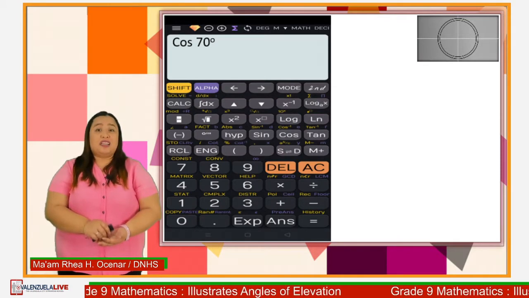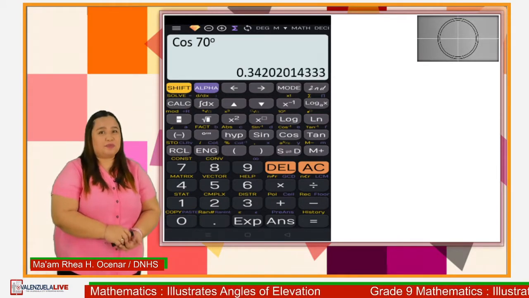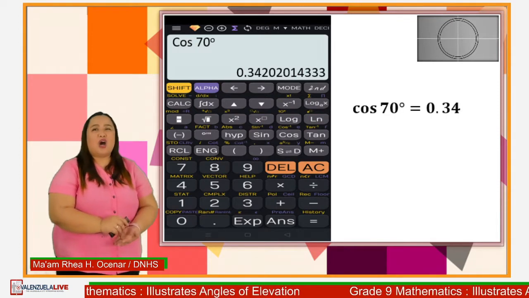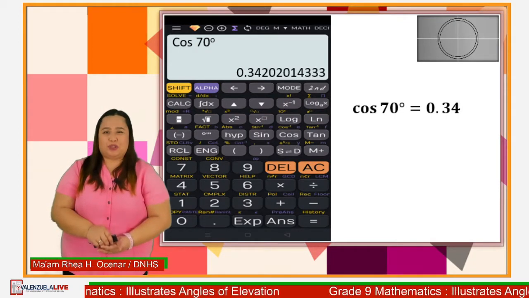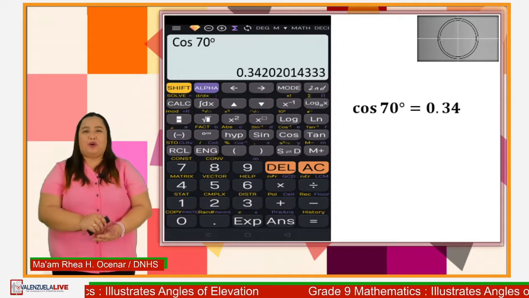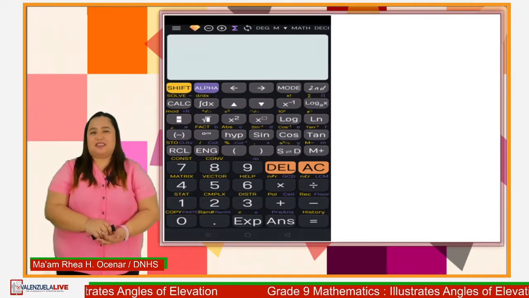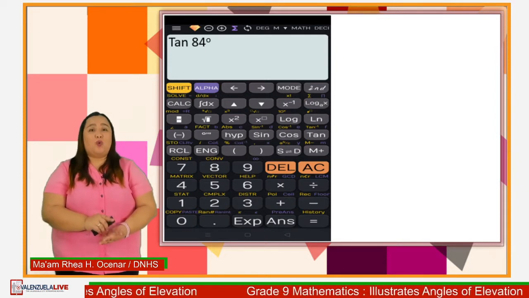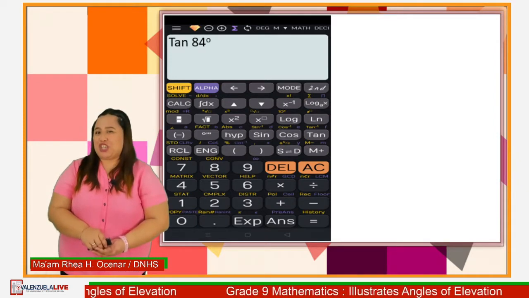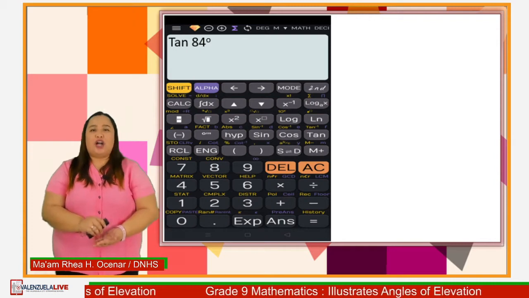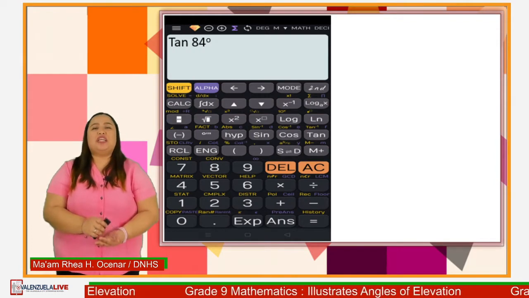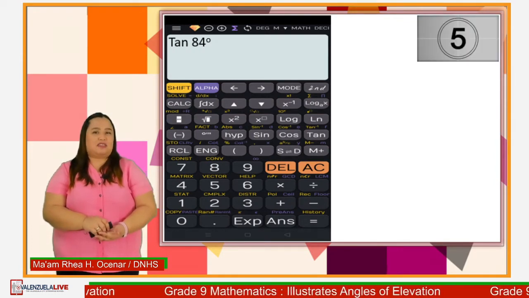Time's up. The answer is cosine 70 degree is equal to 0.34 or 34 hundredths. Number 2. What is the value of tangent 84? Round off your answer to the nearest tens.